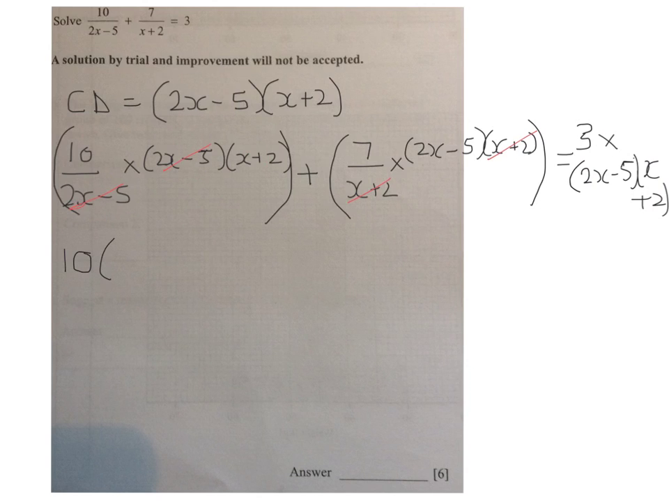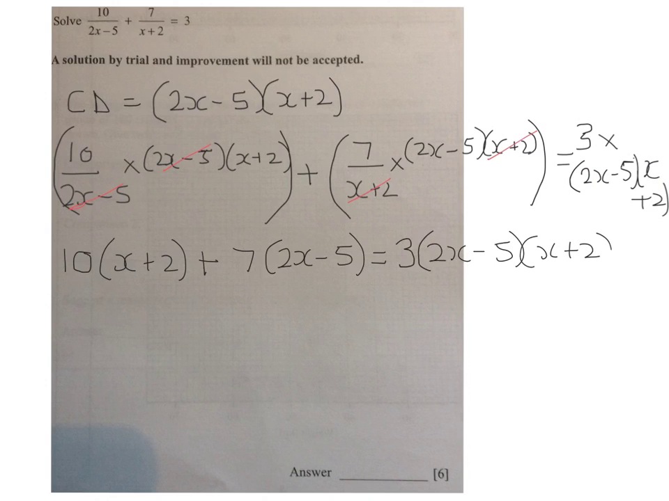10 upon x plus 2 plus 7 upon 2x minus 5, and that is equal to, on the right, 3 upon 2x minus 5 upon x plus 2. So at this point all we have to do is multiply out. So we multiply this, and the best way to treat this is to leave the 3 on its own first, multiply out your brackets using FOIL, and then multiply the 3 at the end.